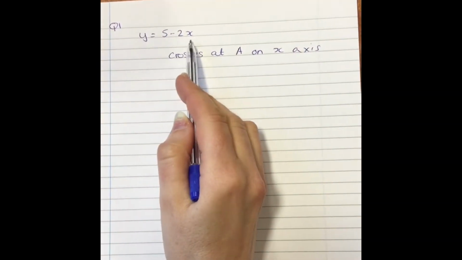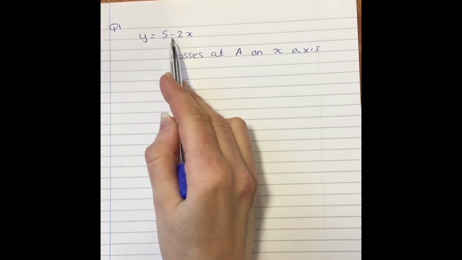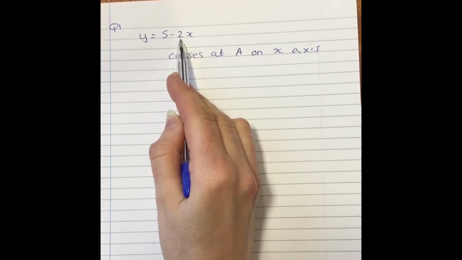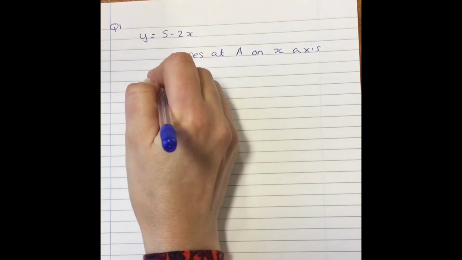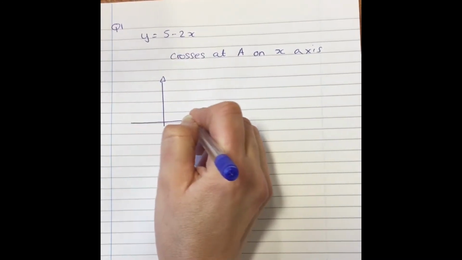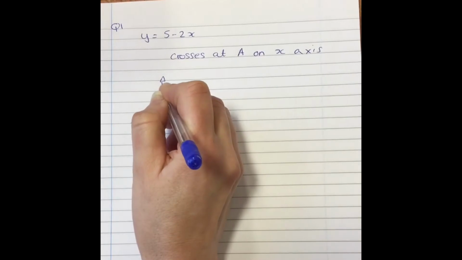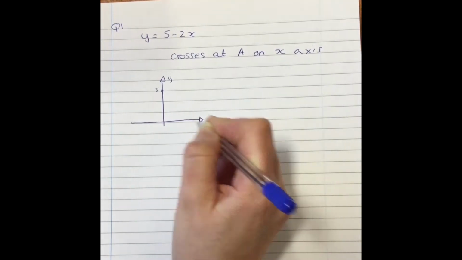Y equals 5 minus 2x. The minus 2 is the gradient of the line. This tells me it is a downward sloping line. The 5 shows that it crosses the y-axis at 5. A quick sketch will illustrate this. There is 5, there's your y-axis, there's your x-axis, and it will be downward sloping.